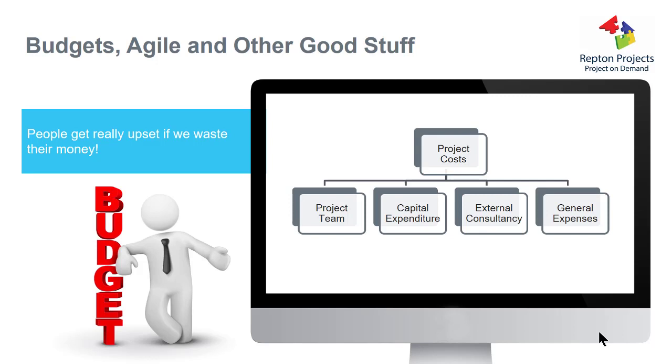Capital expenditure, when we're buying stuff that we need. If we're building a website, we'll need servers, we might need PCs. If we're building a house, then we'll need bricks, we'll need all sorts of other things. So we spend money on things, and again, we need to plan for that and spend wisely in terms of how much capital we need to buy in.